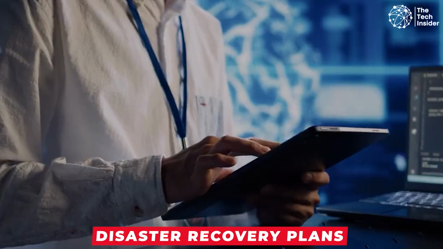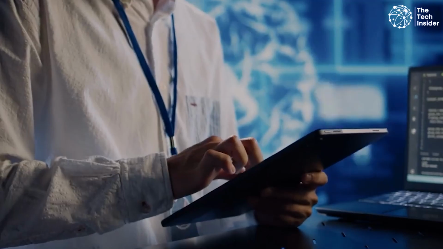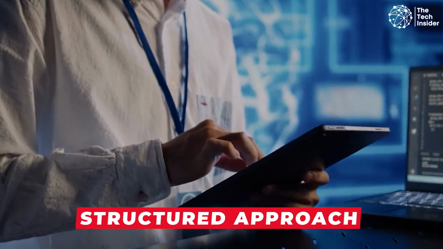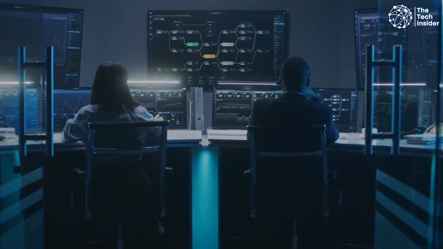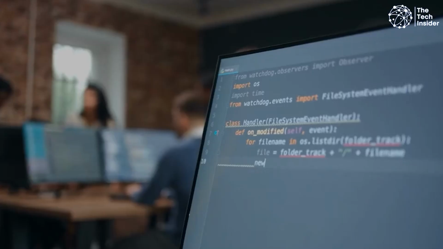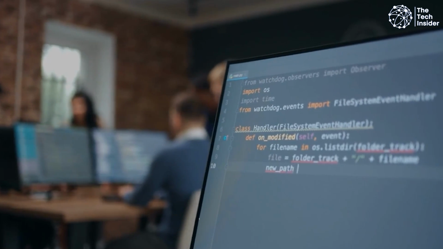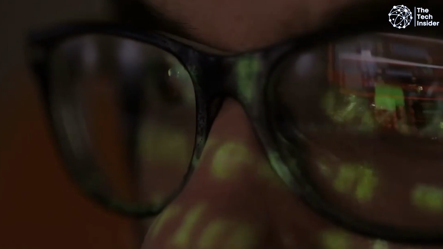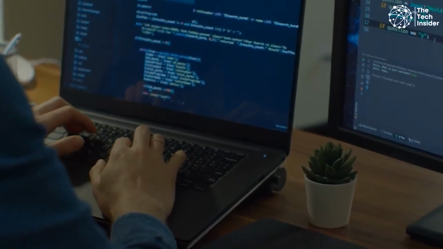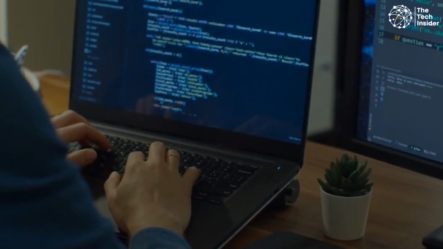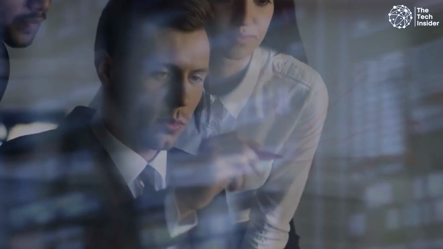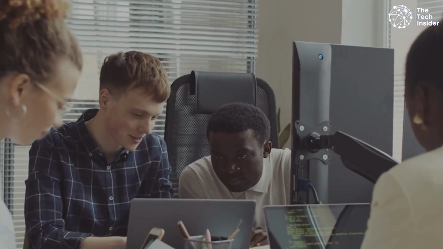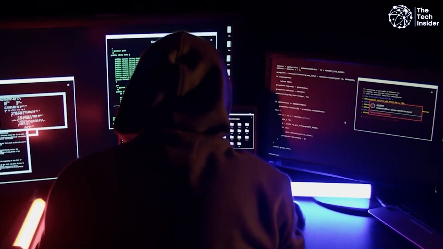Disaster recovery plans are another essential aspect of ensuring availability. These plans provide a structured approach to recovering from disruptions, such as cyber attacks, natural disasters, or other emergencies. A comprehensive disaster recovery plan outlines the specific steps to take in response to various types of incidents, ensuring that critical functions can be restored quickly and efficiently. Regularly testing these plans is crucial to ensure they are effective and that the organization can respond promptly and restore normal operations without significant delays.